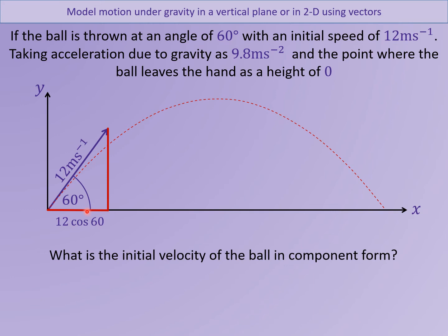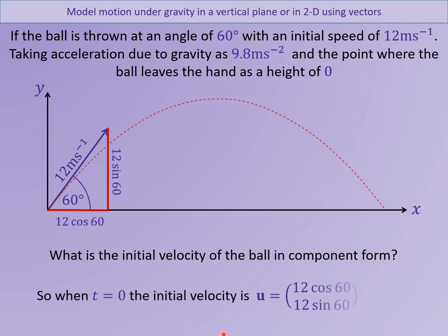One is connected to this side, so it's cos. So 12 cos 60, whereas this one is separate from the angle, so this is just sine. Sine is separate from the angle. So 12 sine 60. Connected, separate. All right, so we've got those two just there, so I could calculate those.